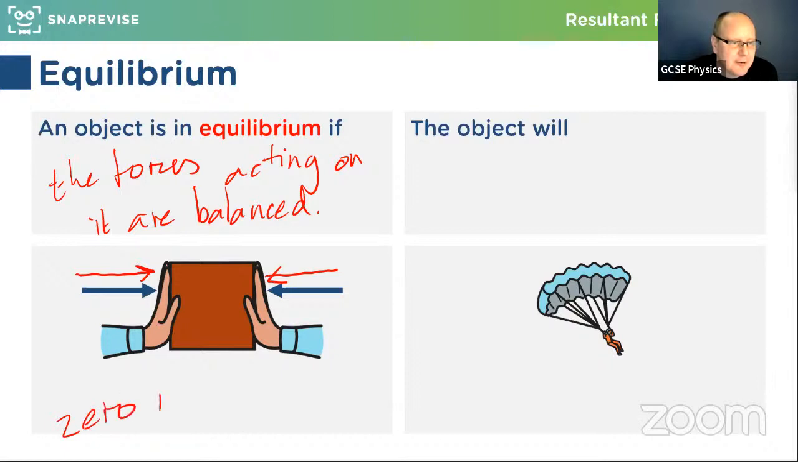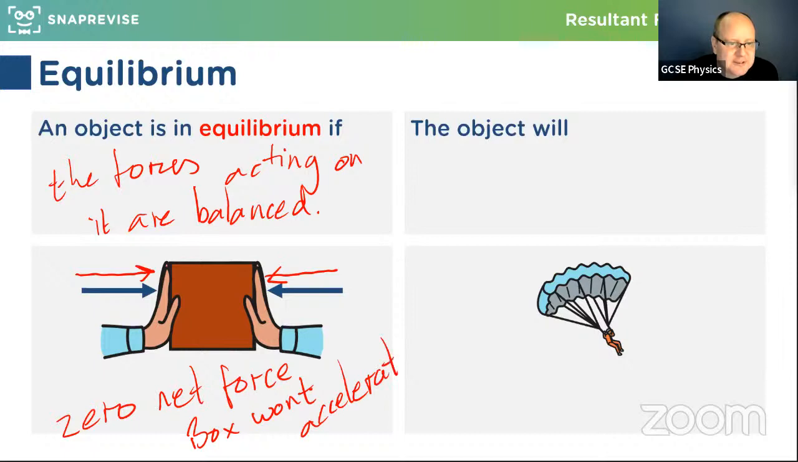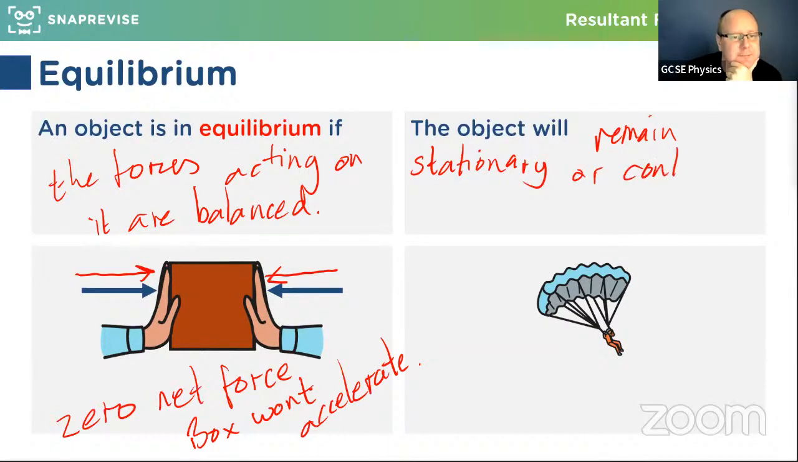So there is zero net force, net being what you get left over when you add everything up, two equal and opposite forces. Box doesn't move in this case, or it won't accelerate. It could be moving, of course, but it won't accelerate. So if it is moving, it won't change its speed, and if it's stationary, it won't start to move. And that leads me on to what happens when an object's in equilibrium. It will remain stationary or it will continue to move at constant velocity.